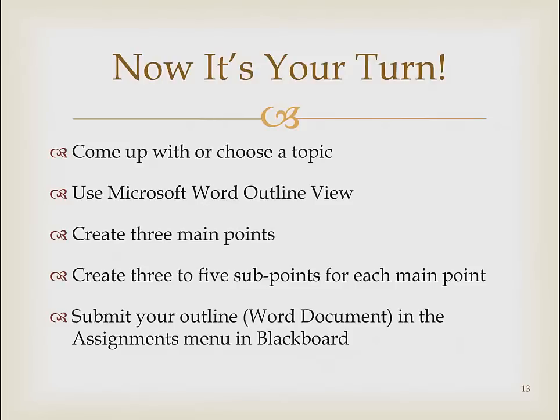Now it's your turn. You'll either come up with your own topic or choose a topic from the course library day 1. We'll be using Microsoft Word Outline View. I'll do a very short presentation of how to do that. You'll create 3 main points and then about 3 to 5 subpoints for each main point. However many sentences you want to fit into each paragraph, it's up to you. Finally, you'll be submitting your outline, the Word document, where I can go in to outline form and see your outline in the assignments menu on Blackboard.